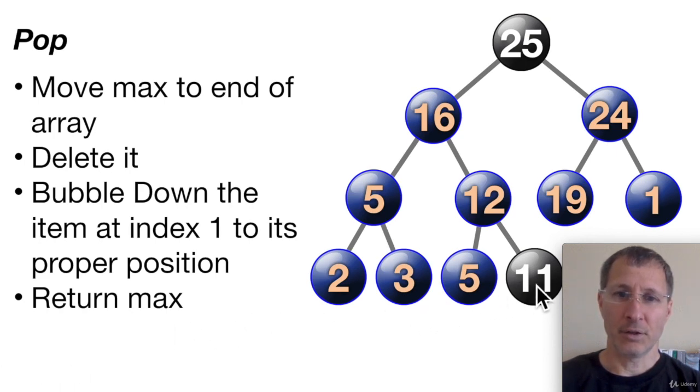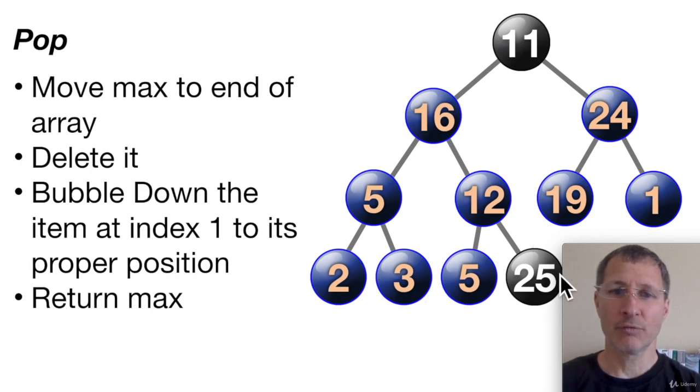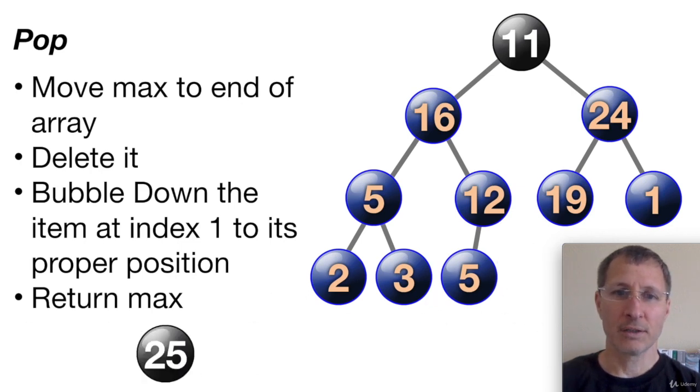So 11 is in the last position. 25 is the item we want to pop. So we're going to swap those two. 25 and 11 swap places. Now we can remove 25 from the heap without affecting the rest of the heap. It's in the last place. It doesn't affect anything else in the heap.